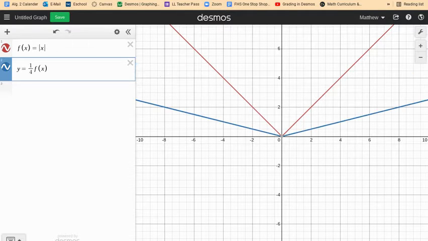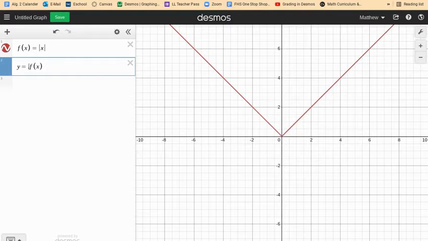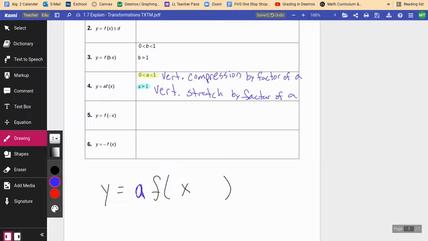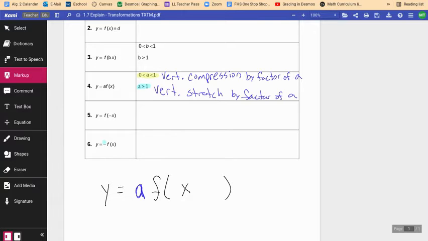Another example is 1/4, or 1/5, which are between 0 and 1, or 0.25, or 0.9. Again, that number in front, that A value, is between 0 and 1, and that's how we write it out.